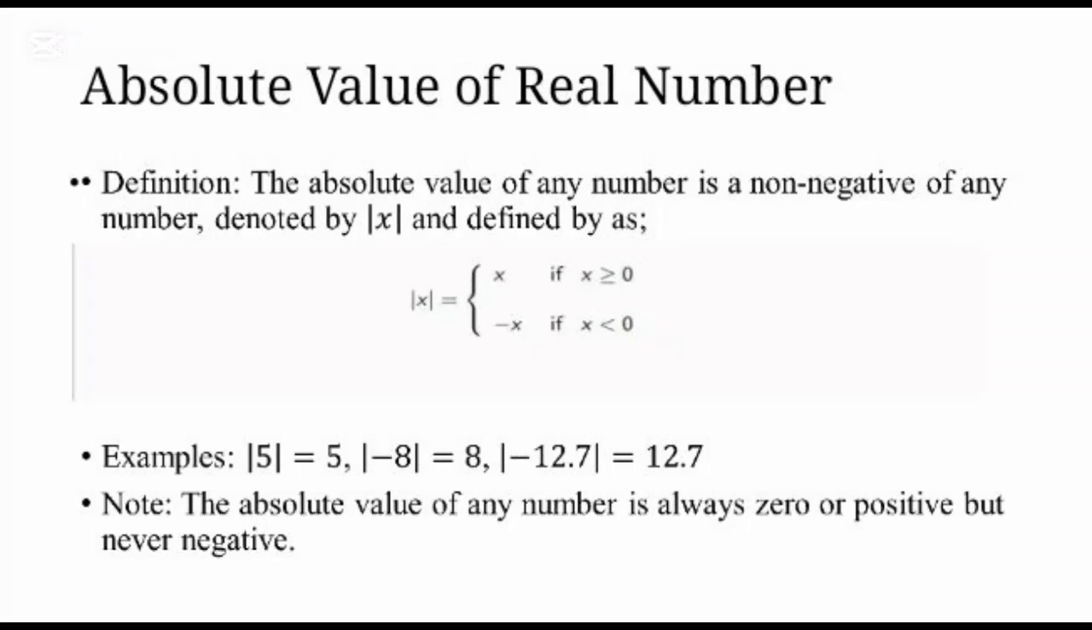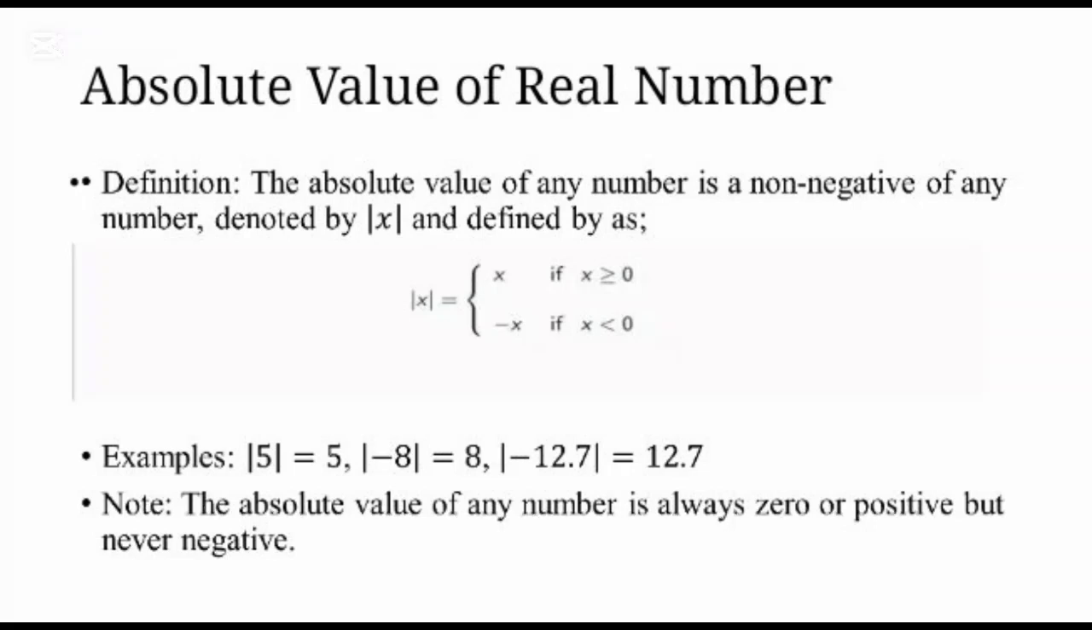The formal definition is: the absolute value of x equals x if x is greater than or equal to 0. The absolute value of x equals negative x if x is less than 0. In short, if the number is already positive, just remove the bars. But if it's negative, remove the bars and change the sign.